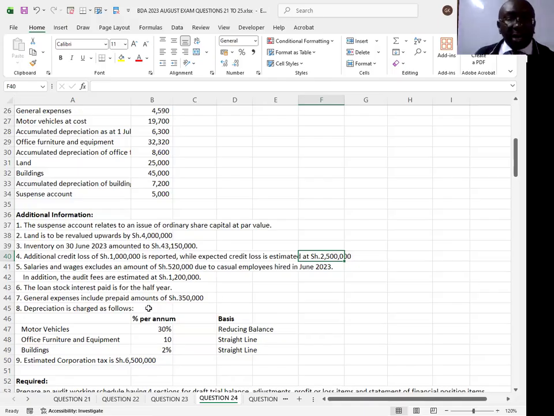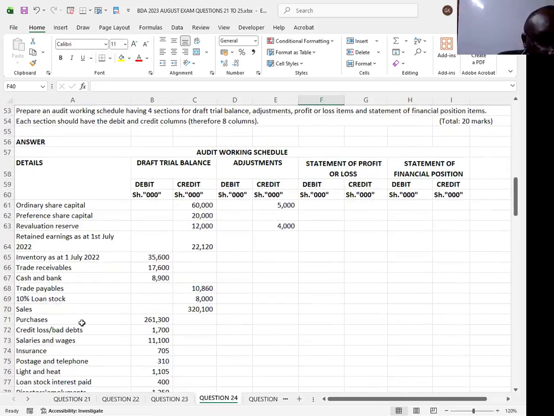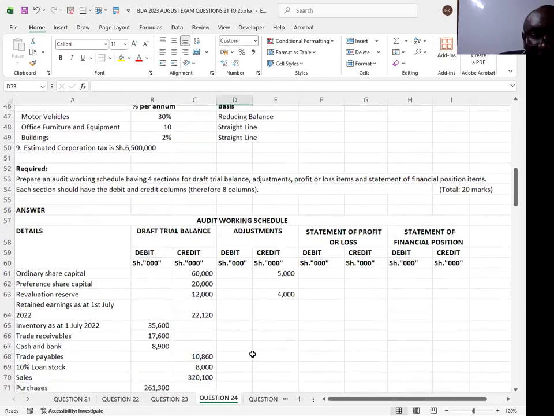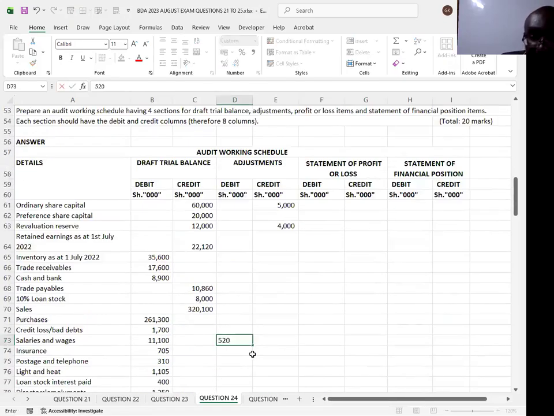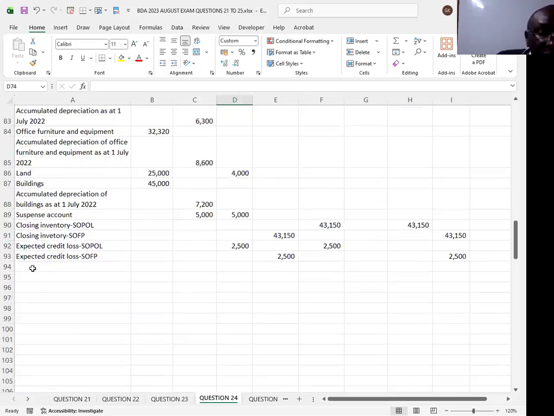So we will come down here where we have salaries. These ones, where are they? These ones. So in the adjustments, we debit. Nimeona ni ngapi? 520. We debit that. Then we come down here and talk of accrued salaries and wages.